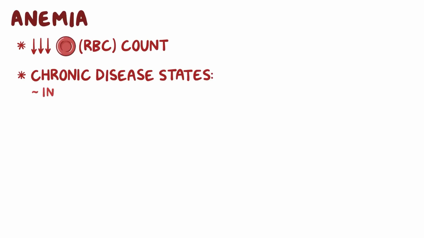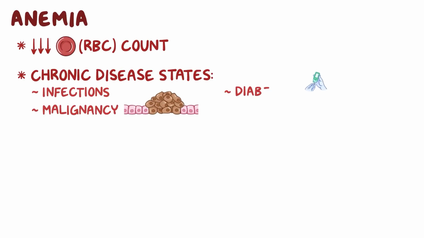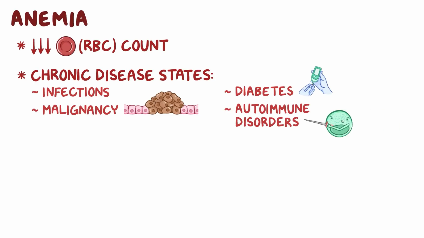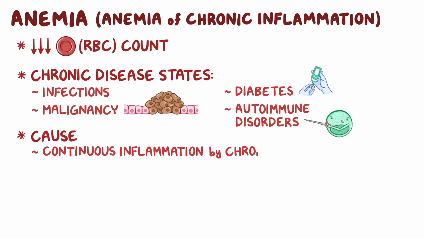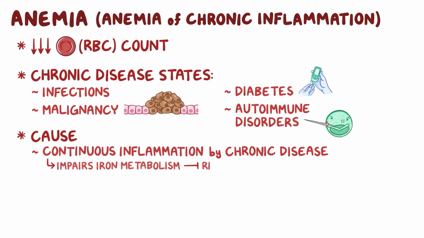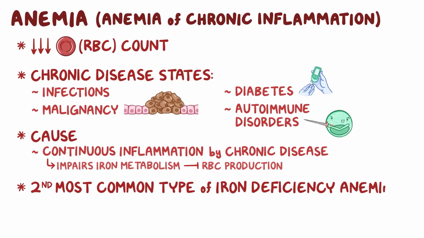Anemia of chronic disease refers to a low red blood cell, or RBC, count that may be associated with many chronic disease states like infections, malignancy, diabetes, or autoimmune disorders. The disease used to be called anemia of chronic inflammation because the underlying cause of anemia is the continuous inflammation generated by chronic disease, which impairs iron metabolism and, in turn, RBC production. The anemia itself is usually mild, and it's the second most common type of anemia after iron deficiency anemia.